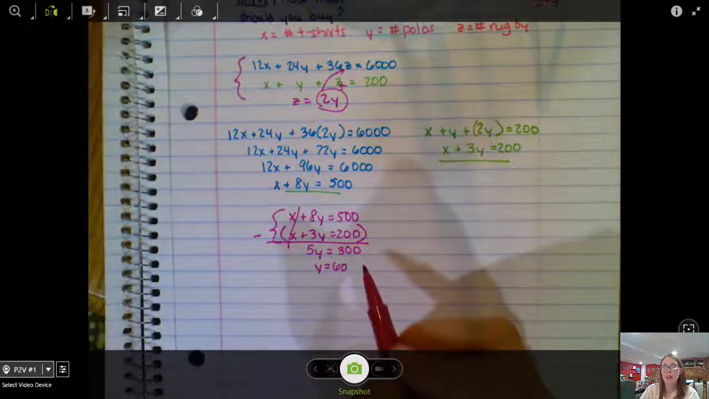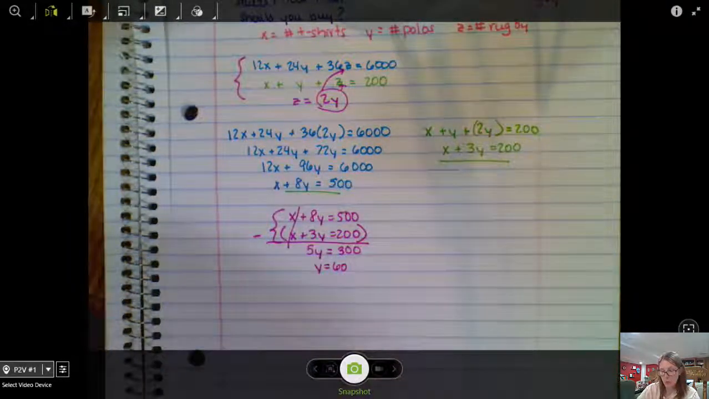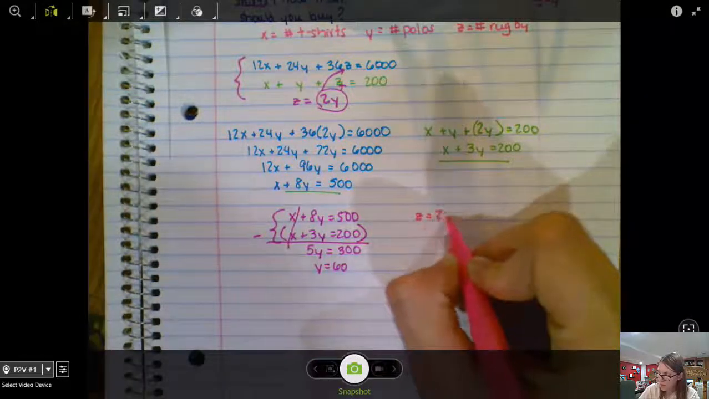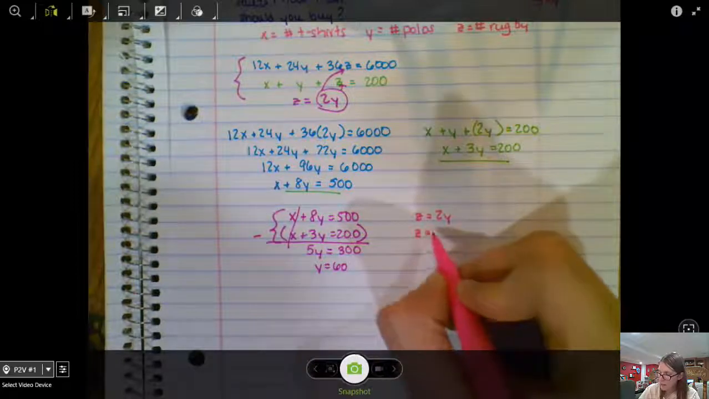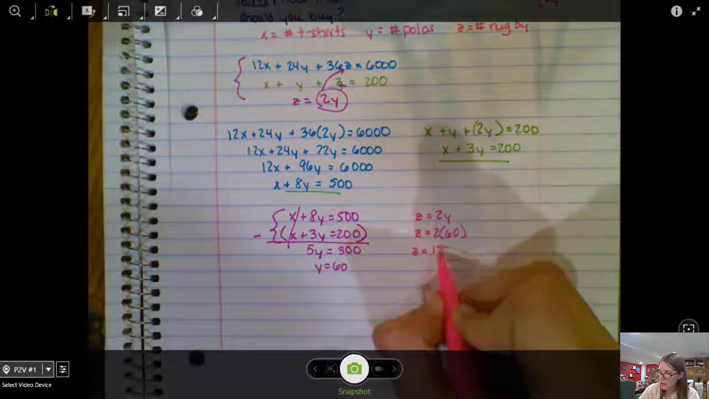All right, so I know y equals 60. y equals 60, and z equals 2y. z is going to be 2 times 60, which is 120.